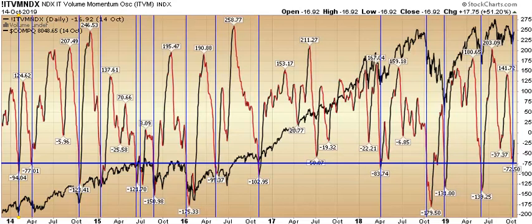So this is calculated by subtracting the Nasdaq declining volume from advancing volume, and then dividing the result by the Nasdaq total volume, and then multiplying that by 1,000 in order to work with whole numbers. The rest of the calculations are identical to those of the McClellan oscillator, and let's go to the chart and see how it works in real time.